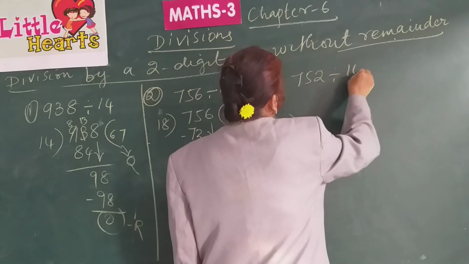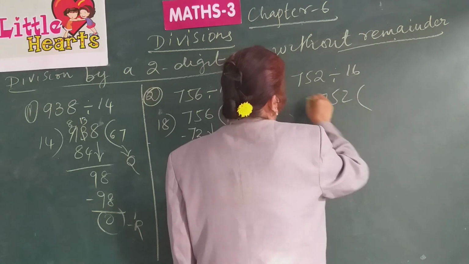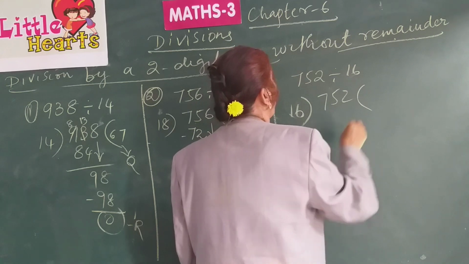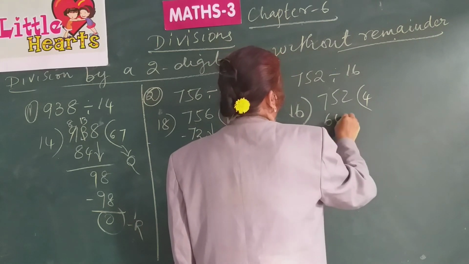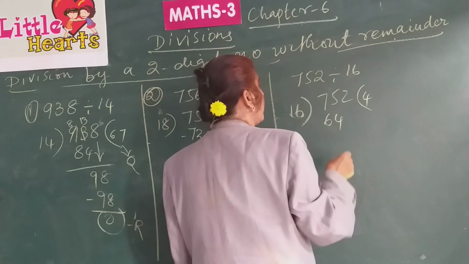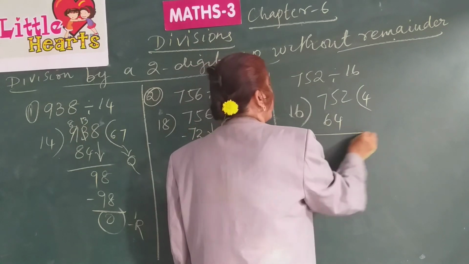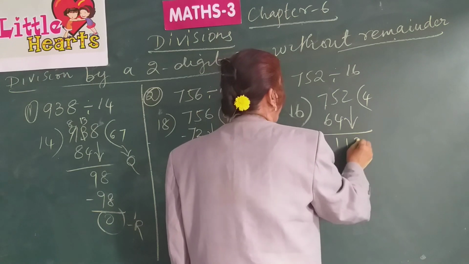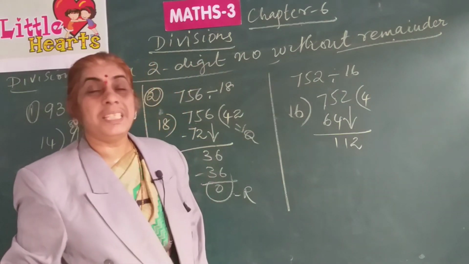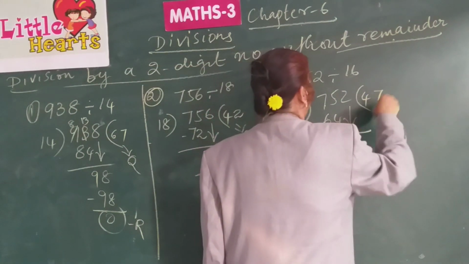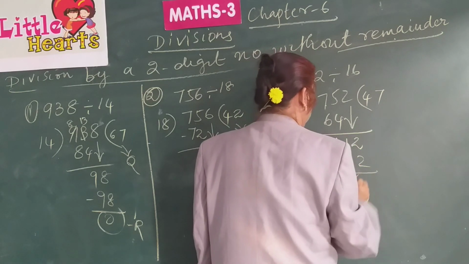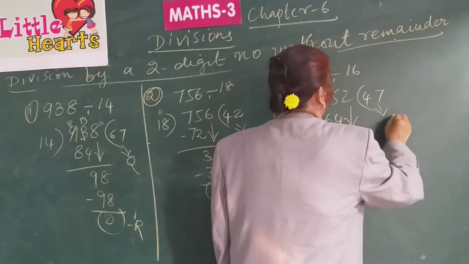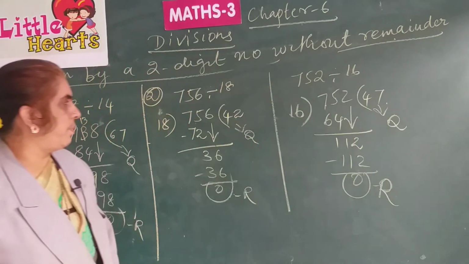752 divided by 16. 16 fours are 64. 16 fives are 80, that is greater than 75. So 75 minus 64 is 11, bring down 2, 112 now. 16 sevens are 112. So 47 is the quotient and 0 is the remainder.